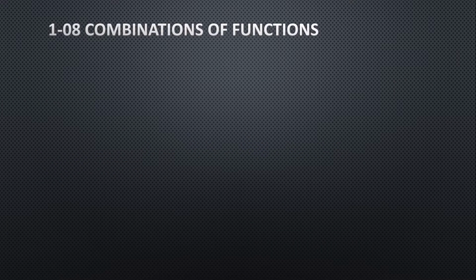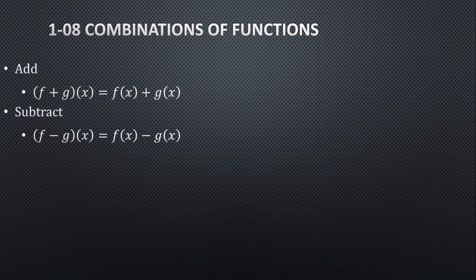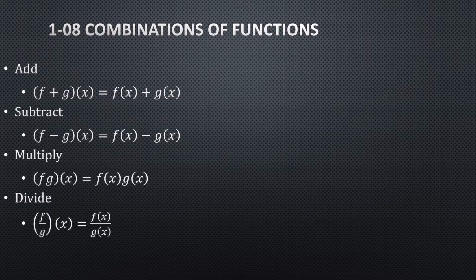There are 5 basic ways to combine functions. The first several are pretty straightforward. To add 2 functions, you add them. To subtract 2 functions, you subtract them. Same with multiplying and dividing. Of course, when you divide, the bottom can't be 0. So let's try some examples.